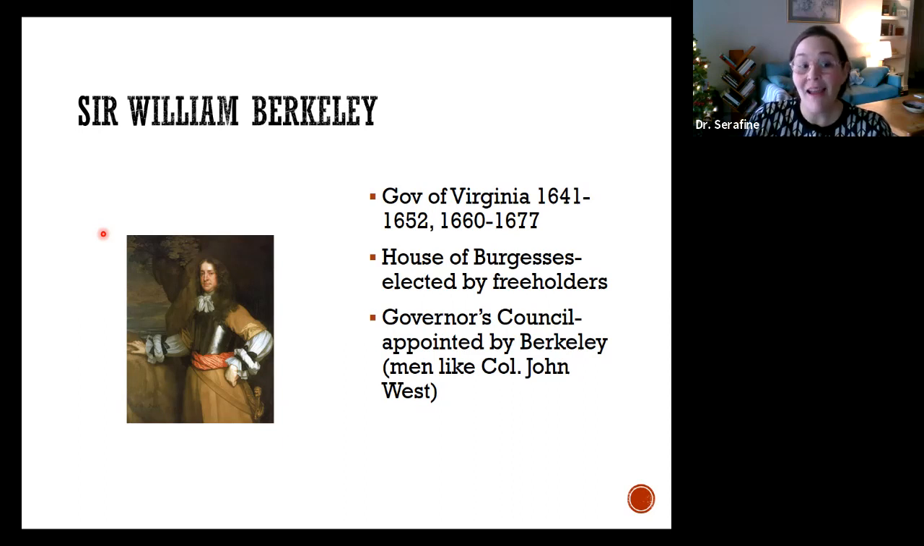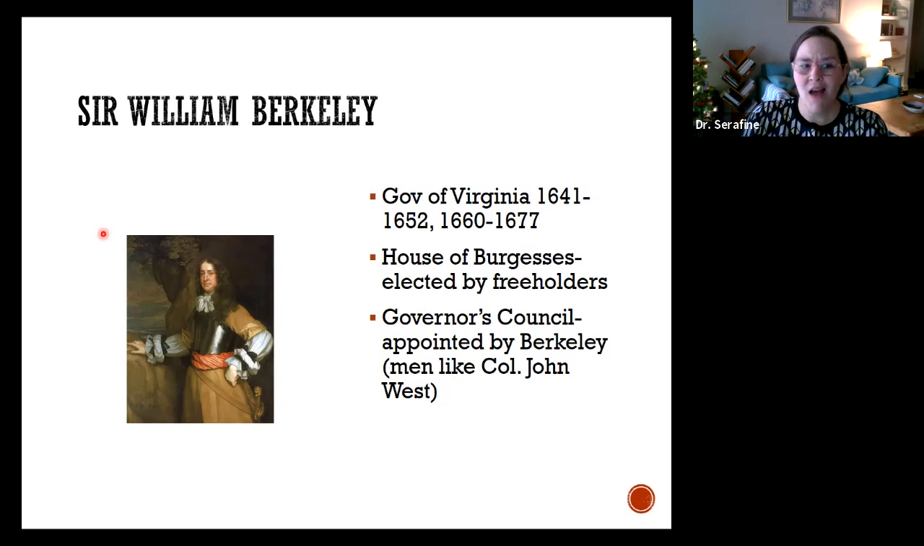There is an elected assembly. This is another way that we're going to look at Virginia as a precursor to our Constitution. The House of Burgesses is an elected assembly elected by freeholders. But the real power in Virginia is the Governor's Council. The Governor's Council is full of men who are appointed by Berkeley, his friends, men like Colonel John West, his closest friend and best ally.